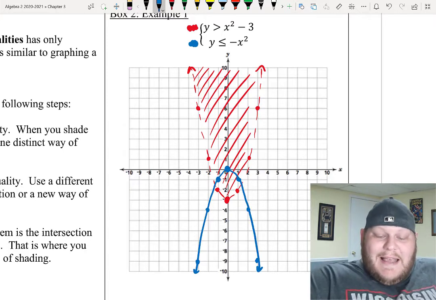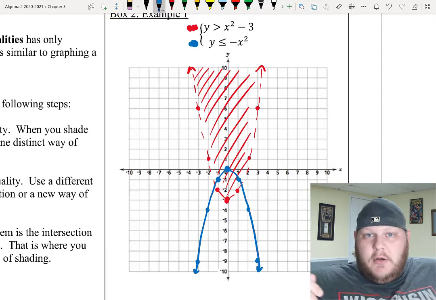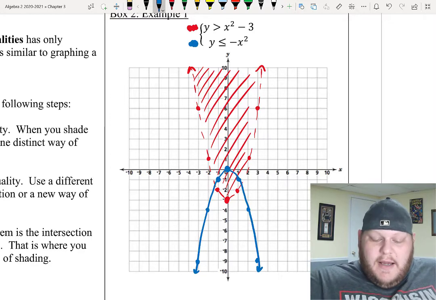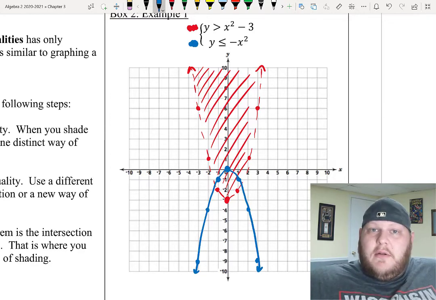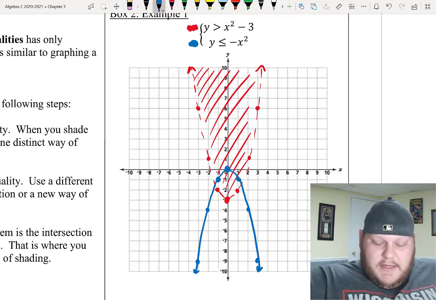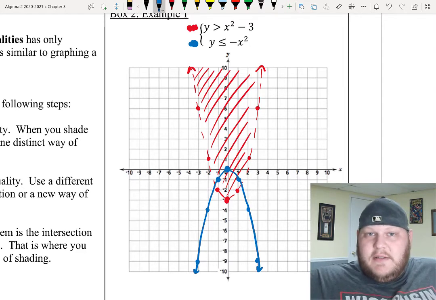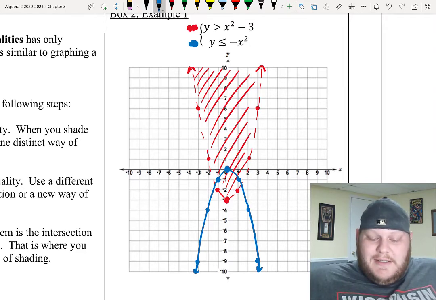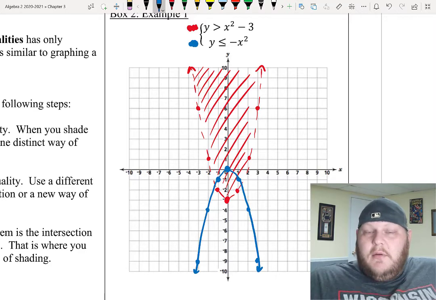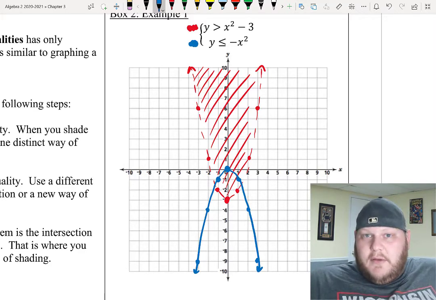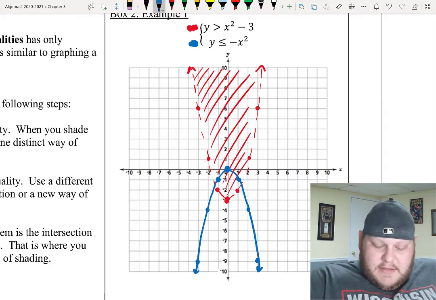Since this is less than, I'm going to be shading underneath, which I think I forgot to mention with the red one. I knew I was shading above because it's greater than. So from my vertex, I just shade above that vertex since it's greater than. Here, since this one is less than or equal to, I'm shading underneath my vertex. Now when I do this, I shade in a different direction.